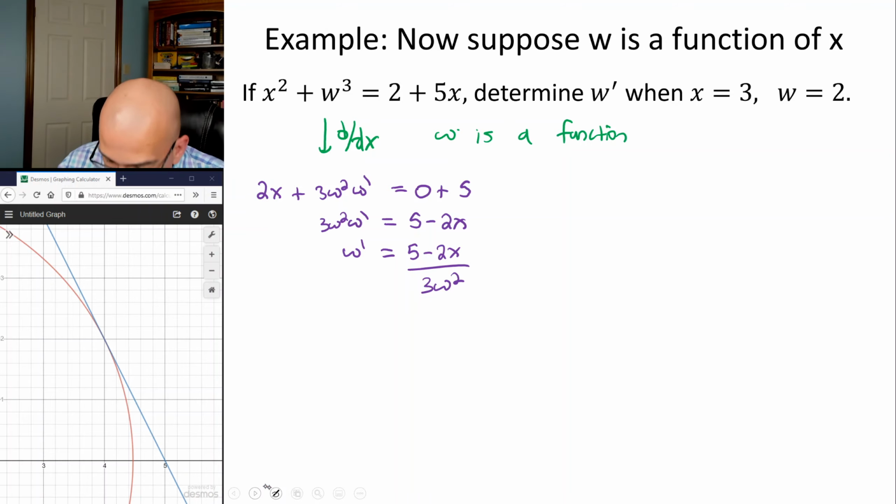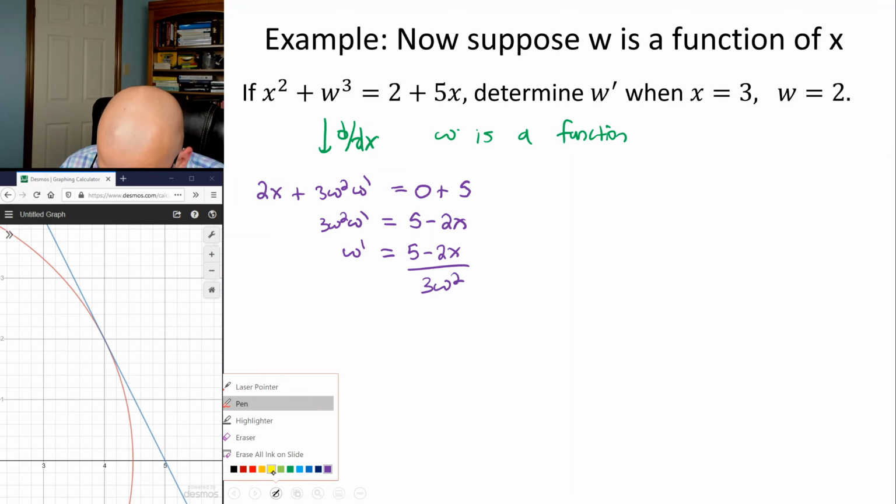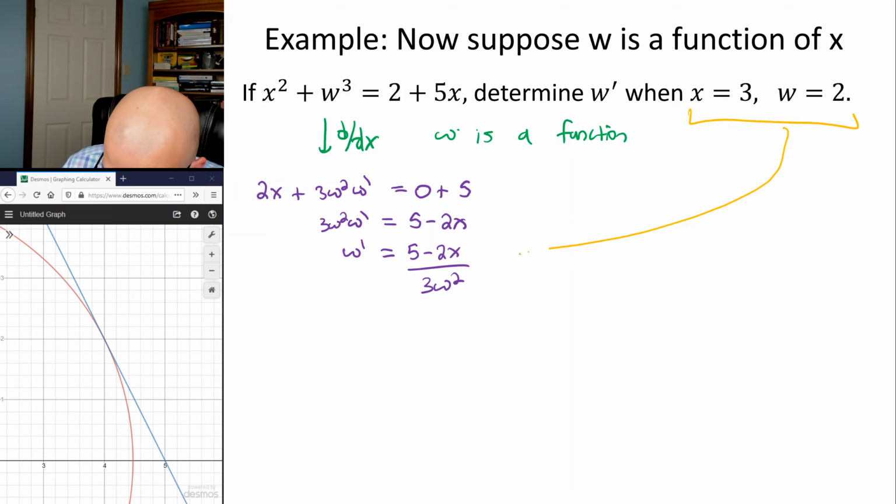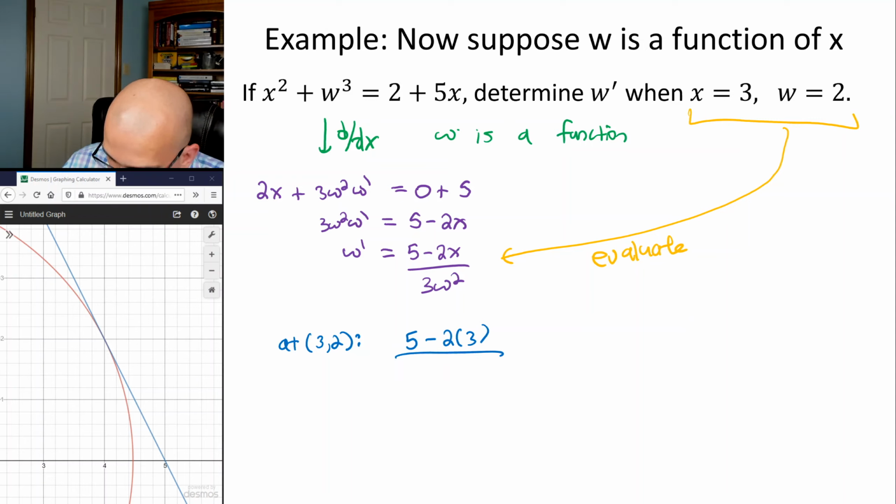And now we're going to evaluate it at x equals 3 and w is equal to 2. And when we do that, at 3 comma 2, we're going to get 5 minus 2 times 3 divided by 3 times 2 to the power of 2. So 5 minus 6 divided by 12, minus 1 over 12.